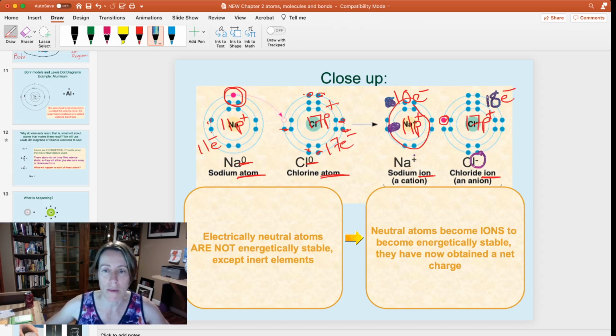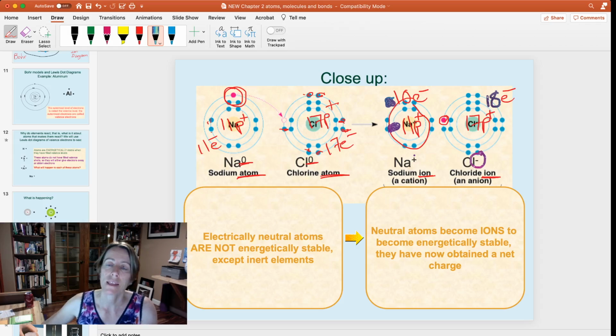That's not what it's talking about. It's talking about at the end of all this trading around of electrons, is there an imbalance, and are there more positives than negatives, or more negatives than positives? Which way around is it? And anytime something gives away electrons, like sodium did, it's going to become a positively charged ion.